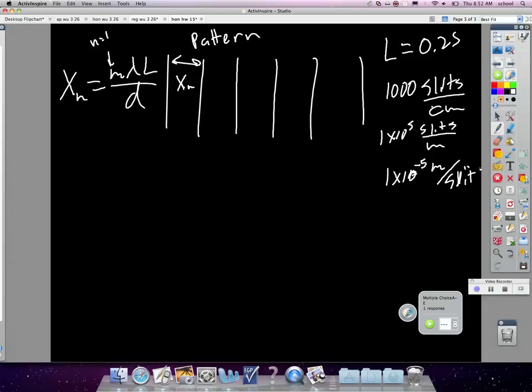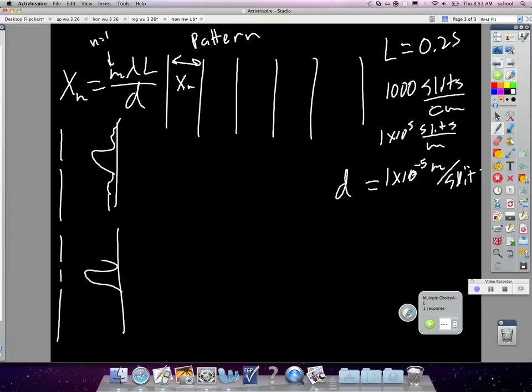Wait, m is 1 for a diffraction grating? Yeah, it's a good question. Why is m equal to 1? If we do a single slit or a double slit, every one of the bright spots in the light pattern is caused by just those one or two slits. So they get farther and farther away from the central maximum.